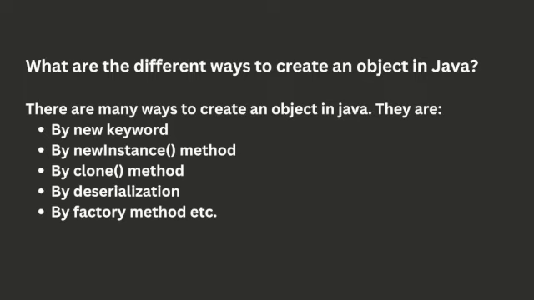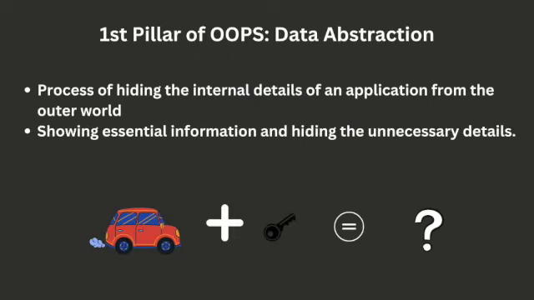So here, when we are calling the braking method, the bicycle is going to press the brake. Now, what are the different ways to create an object in Java? There are many ways. Majorly, we can create one by the new keyword, by the newInstance method, by the clone method, by deserialization, by a factory method, and so on.